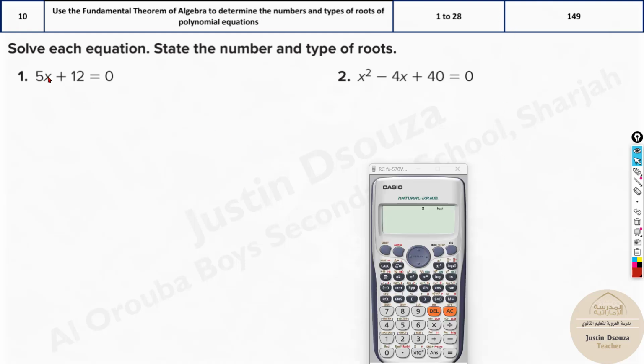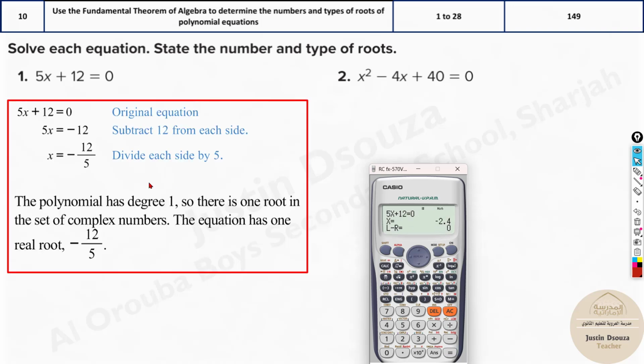Now, since this is degree 1, you can manually do it or you can type it in the calculator as it is. 5x plus 12 equals 0. You just have to press shift and solve. And this is the old saved answer. That's not the correct answer. Press equal to. This is the correct answer. You can see the answer is negative 2.4. But that may not be there in the option. So what you need to do is solve this up. You can see negative 12 divided by 5 is negative 2.4 itself. So that's the correct answer.